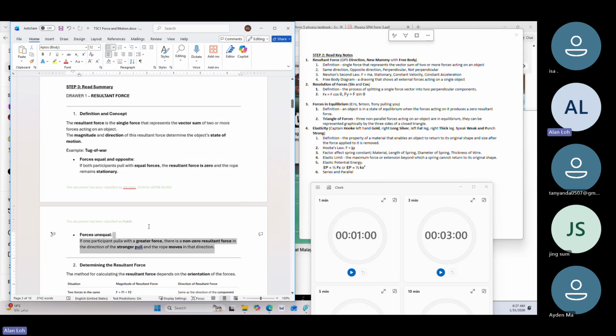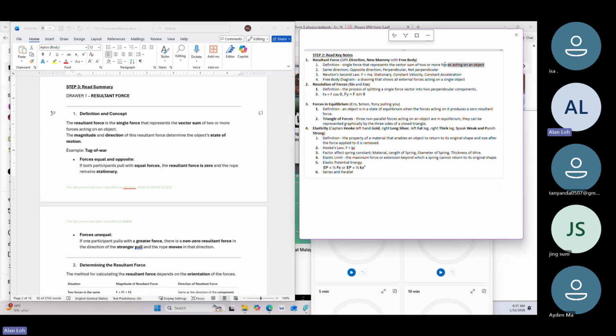So how the brain drawer works is we build each and every piece of information or knowledge slowly. You see, the first step when you read this, even for those who did not fully understand it, you already have some idea that in the first drawer, resultant force, there's a definition that you need to remember or understand: a single force that represents the vector sum of 2 or more forces acting on an object. Now, the next step, which is step number 3, is elaborating more on what you have read just now, this single line.